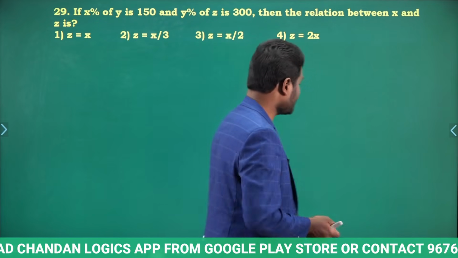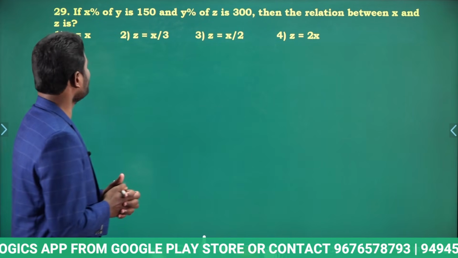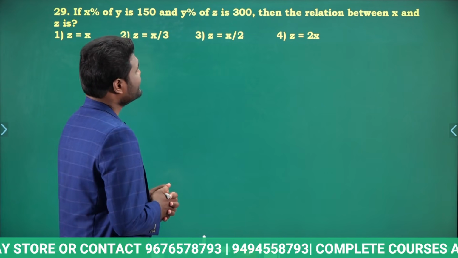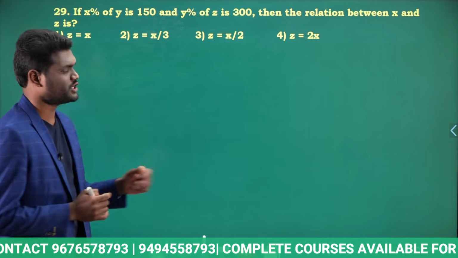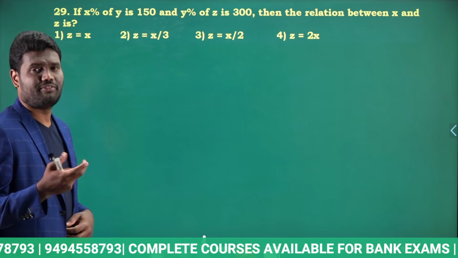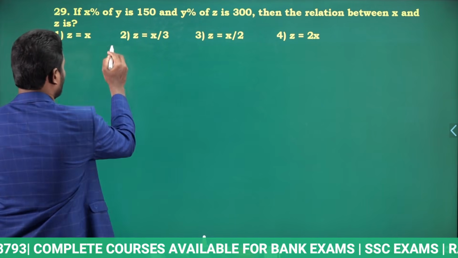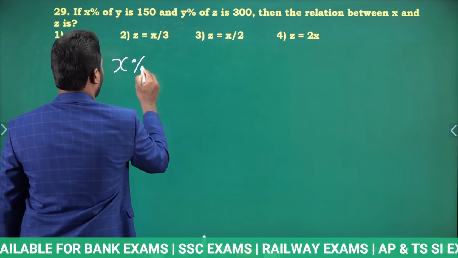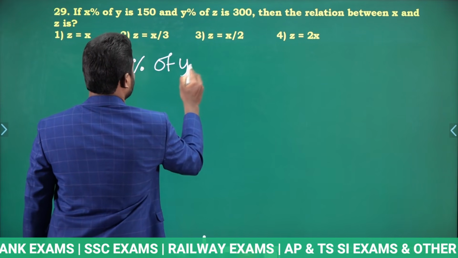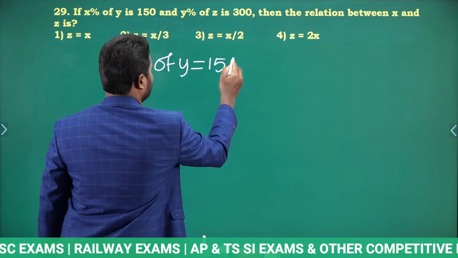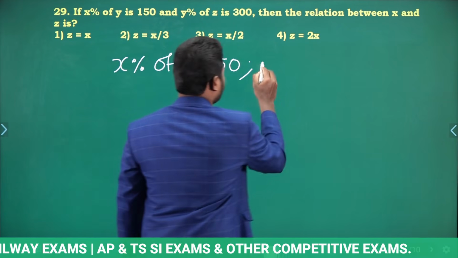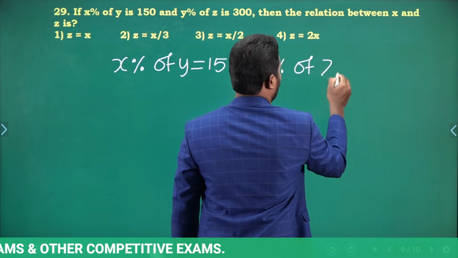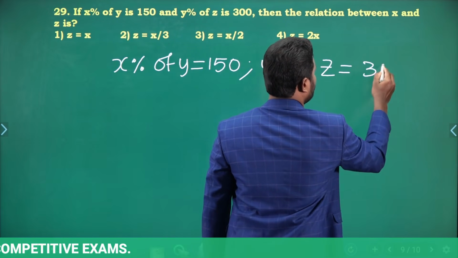Okay. Let us look at the next one. If x percent of y is 150, and y percent of z is 300, then what is the relation between x and z? Even this is a very simple question. Observe here, x percent of y is nothing but 150. Similarly, y percent of z is nothing but 300.